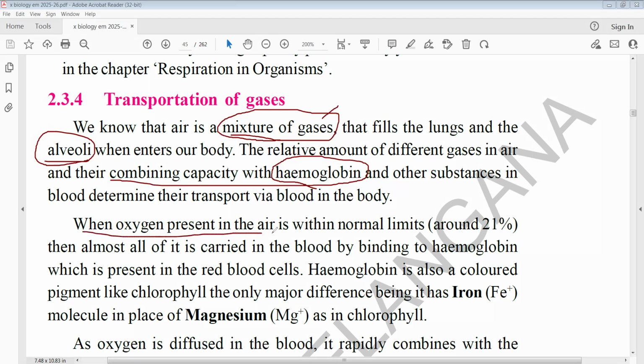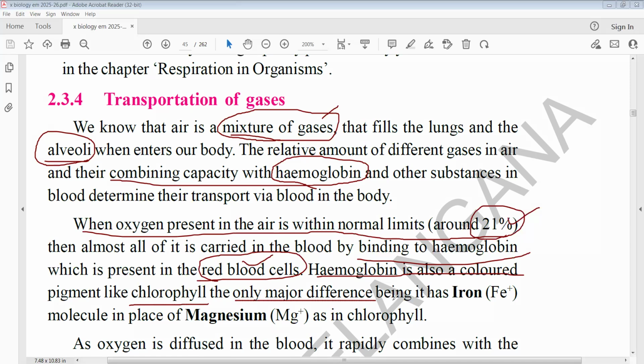So when oxygen is present in the air within normal limits, we know that atmospheric oxygen is 21%. It will bind with hemoglobin which is present in the red blood cells. We know why the red blood cells are red in color: because the red pigment is hemoglobin. So hemoglobin is also a colored pigment like chlorophyll. So we can see the two types of pigments.